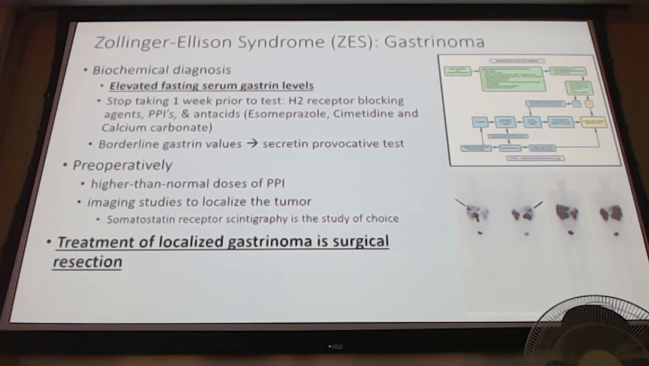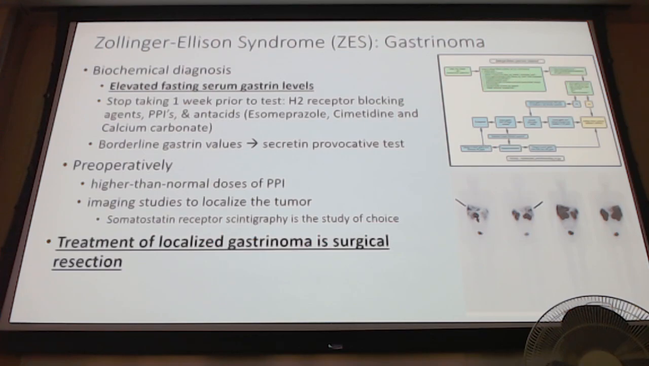What do we do preoperatively? We want to give higher than normal doses of PPIs, and we really want to do imaging studies to localize the tumors. We can do somatostatin receptor scintigraphy as a study of choice. What is the treatment? Surgically remove the gastrinoma.